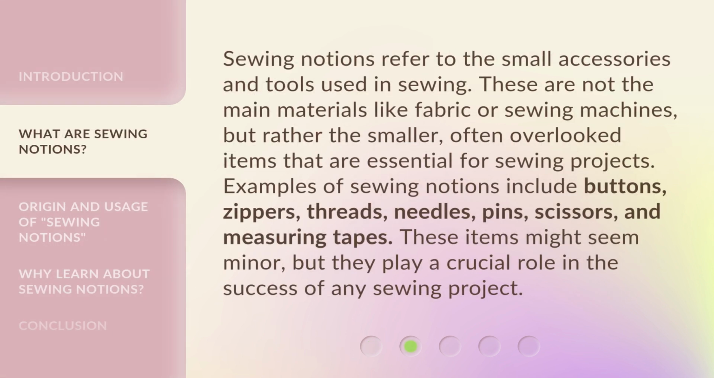Sewing notions refer to the small accessories and tools used in sewing. These are not the main materials like fabric or sewing machines, but rather the smaller, often overlooked items that are essential for sewing projects. Examples of sewing notions include buttons, zippers, threads, needles, pins, scissors, and measuring tapes. These items might seem minor, but they play a crucial role in the success of any sewing project.